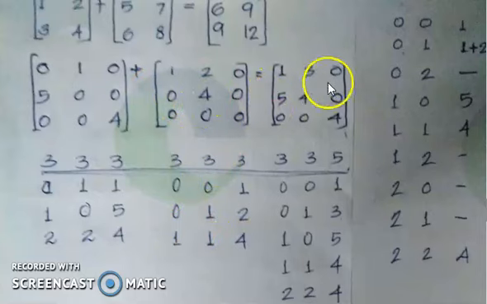Now let us generate the triplet of this one also. 1 is at 0 0, 3 is at 0 1, 5 is at 1 0, 4 is at 1 1, and this 4 is at 2 2.